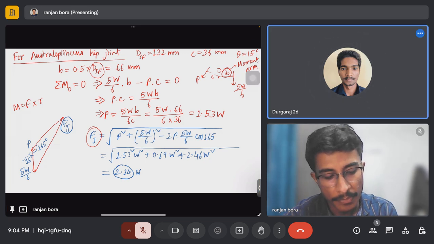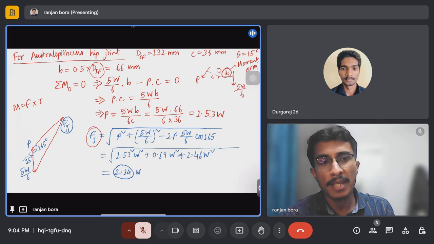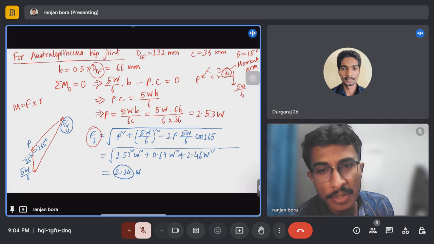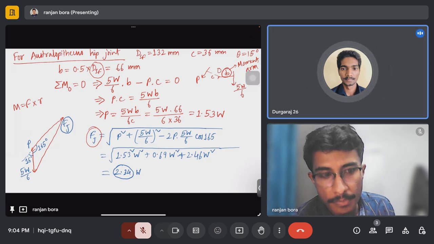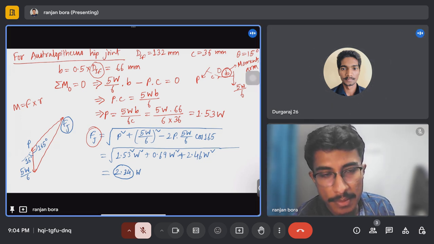We have to find the... W is the weight of the person. It is not given. So 2.34 into weight.